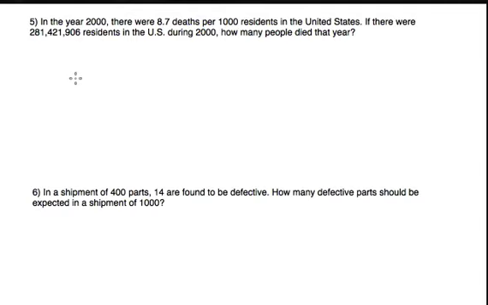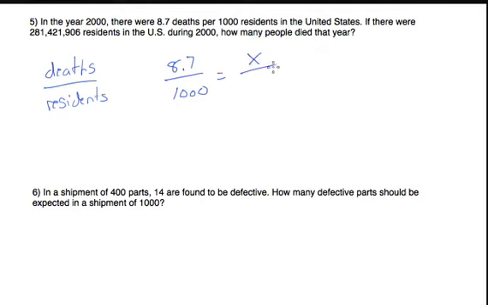Don't blame me. Okay, so we are comparing deaths per residence, or I should say population. Deaths for every resident. So there were 8.7 deaths for every 1,000 residents. If we don't know how many deaths there were for 281,421,906 people in the United States during that year.